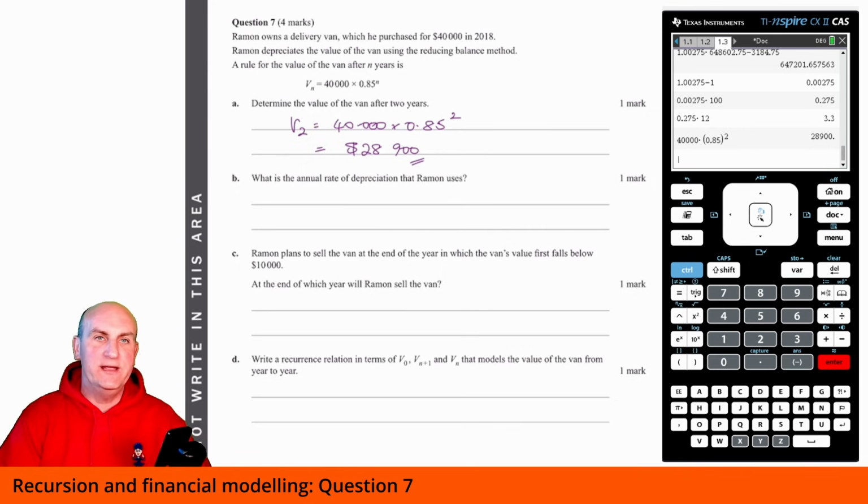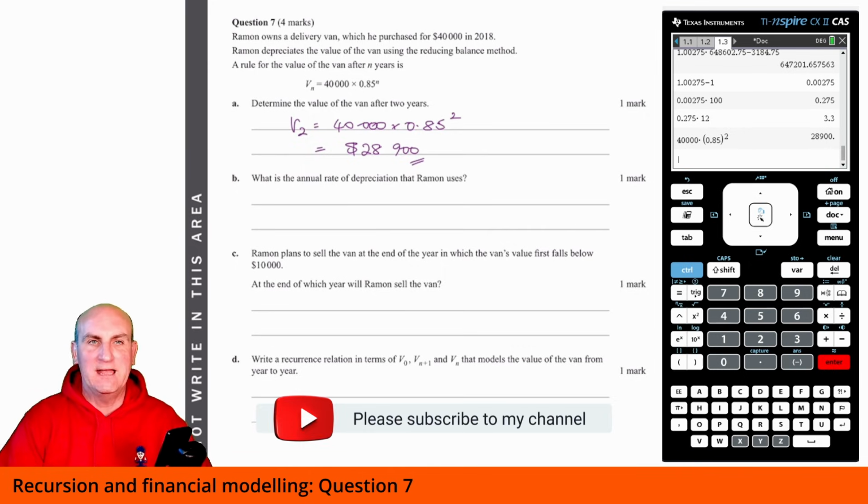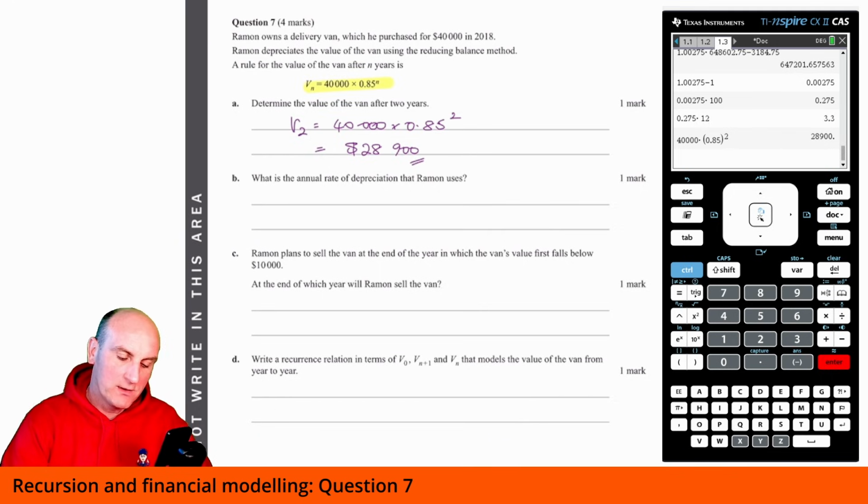What is the annual rate of depreciation that Ramon uses? Annual rate of depreciation. Well, because this value here is years, that formula is years, then we know that 0.85 must stand for 15% depreciation. Why? Because 100 minus 85, or 1 minus 0.85, gives me that 15%.